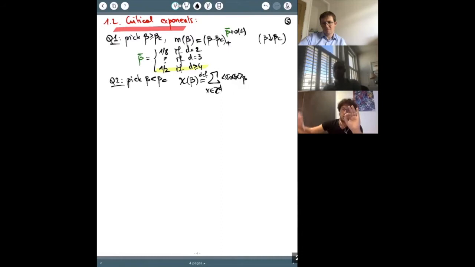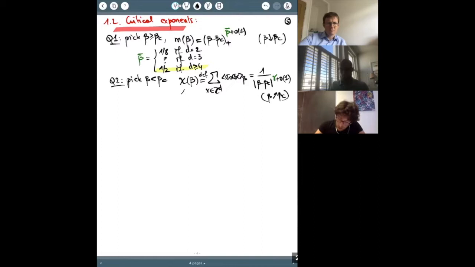By the way, it's absolutely unclear that this is finite, but it's predicted that indeed it is when beta is smaller than beta c, and it should decay like 1 over the absolute value of beta minus beta c, to the gamma, plus little o of 1. So gamma plus little o of 1, when, again, beta tends to beta c.